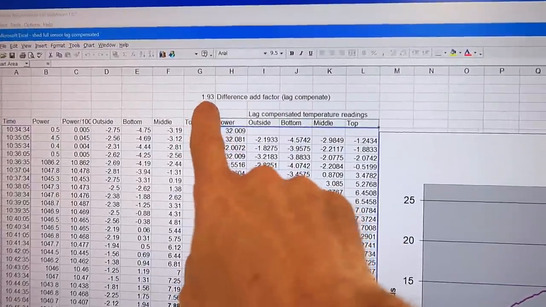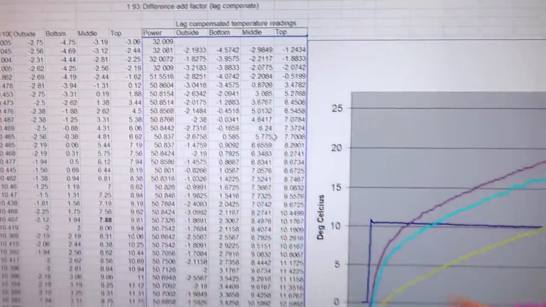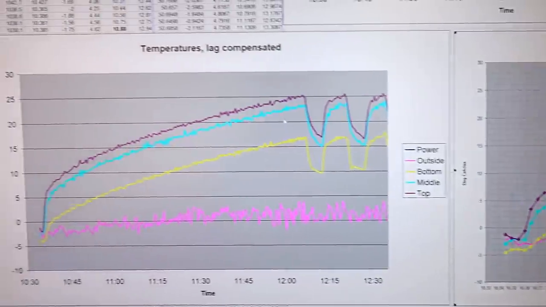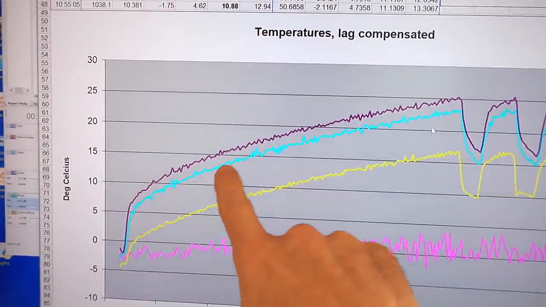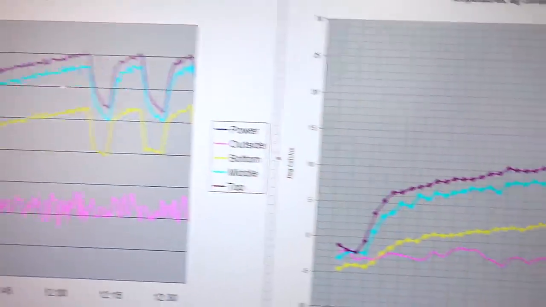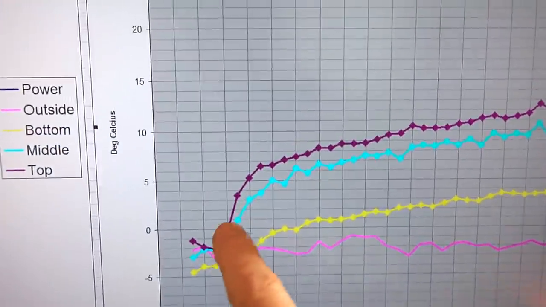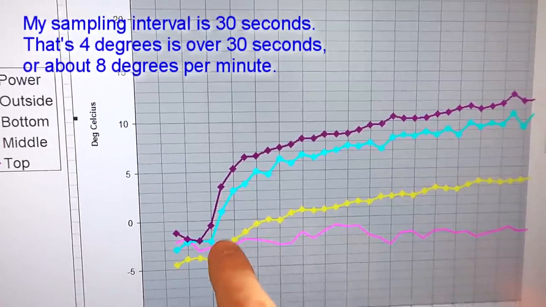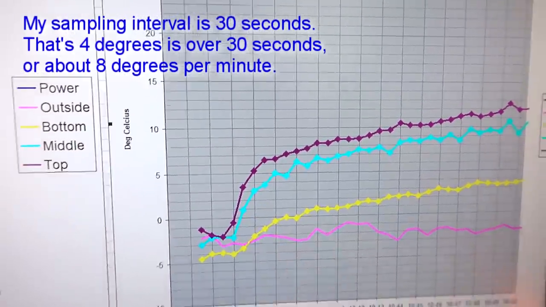So using that factor, I added the difference to my readings, and this is before compensation, and this graph is with compensation. It jumps around a little bit more because I'm adding a difference, so the noise is increased. And looking at the first few minutes of this, I get a temperature rise of about 4 degrees for the top sensor and 3 degrees for the middle sensor. And my calculations indicate the air should heat up at 7.7 degrees per minute, so that's actually pretty close.